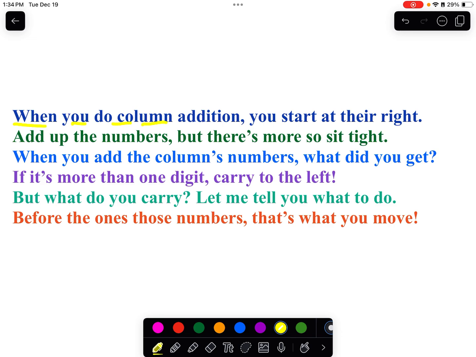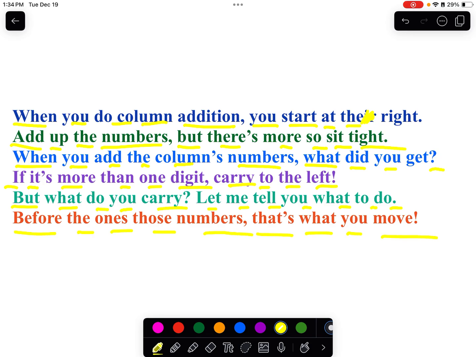When you do column addition, you start at the right. Add up the numbers, but there's more, so sit tight. When you add the column's numbers, what did you get? If it's more than one digit, carry to the left. But what do you carry? Let me tell you what to do. Before the ones, those numbers, that's what you move.